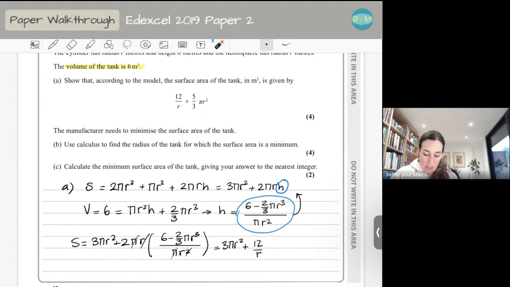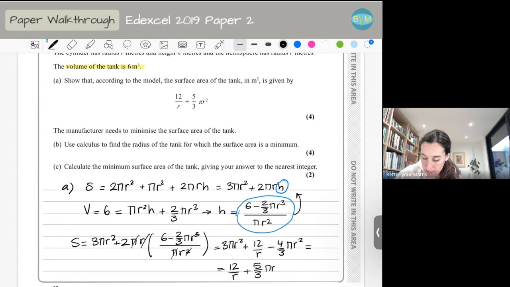And then I have 2 times minus 2 thirds, which is minus 4 thirds. Then this pi, and then r cubed divided by r is going to be r squared. So pi r squared. And I'm going to put together these two. So I have 12 over r plus 5 thirds of pi r squared, which is precisely what I have to find. And that's how I've done it.